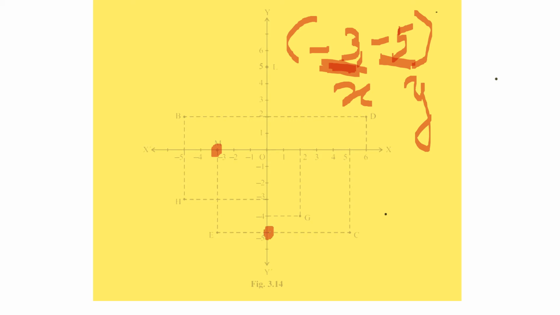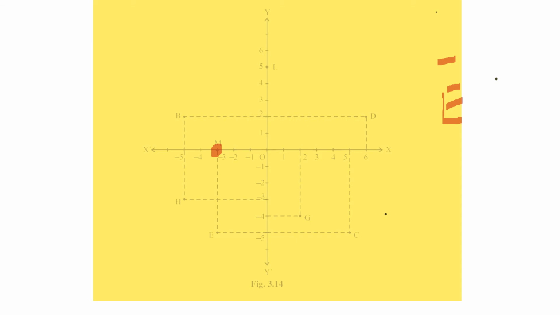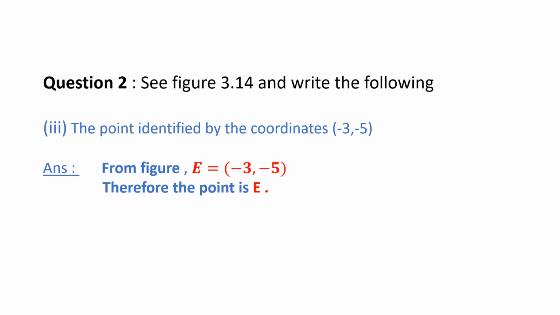So let's see. When I join this line and this line, where does it intersect? It intersects here, right? What is that point? The point is E. So I can see that this coordinate belongs to the point E. That was our question. They gave us a coordinate and asked which point this coordinate belongs to. So we saw that it's -3 and -5. So definitely it belongs to E. So from the figure, E is -3, -5. So therefore the point is E. Okay.